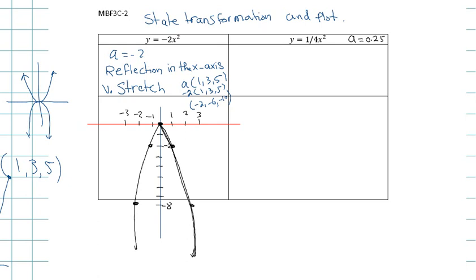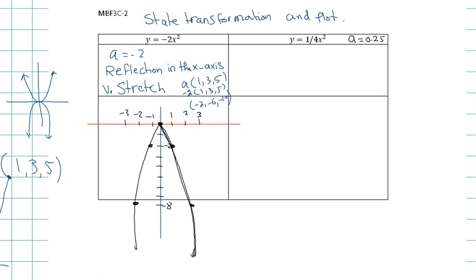Now, if I want to state the transformation, do I have any reflection? Is the A value negative? No. So there's no reflection. Is the A value between 0 and 1 or greater than 1? Between 0 and 1, right? This 0.25 is between 0 and 1. Because it's between 0 and 1, what's going to happen to your graph? Vertically compressed.